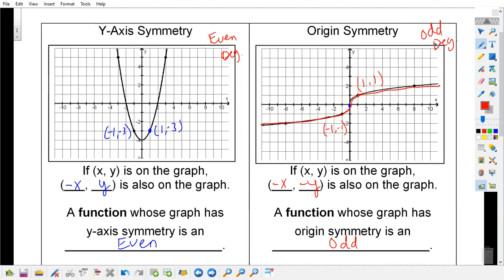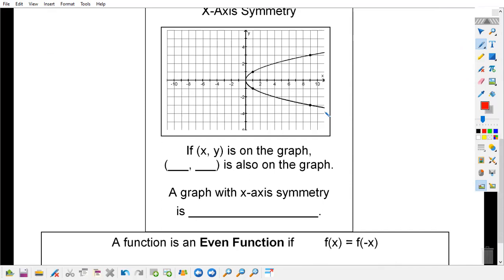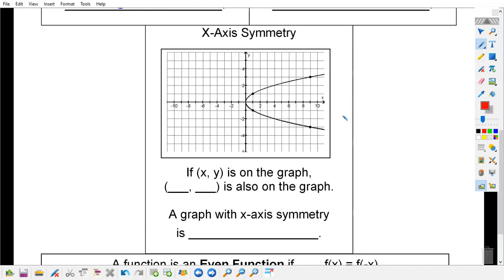Last but not least is x-axis symmetry, I'm sorry. If you have x-axis symmetry, that means your x values are staying the same, but your y values are changing. So x is the same, y is changing. If your graph has x-axis symmetry, it is not a function. Can someone tell me why it's not a function? Your x repeats, and can your x repeat? No, it fails the vertical line test.